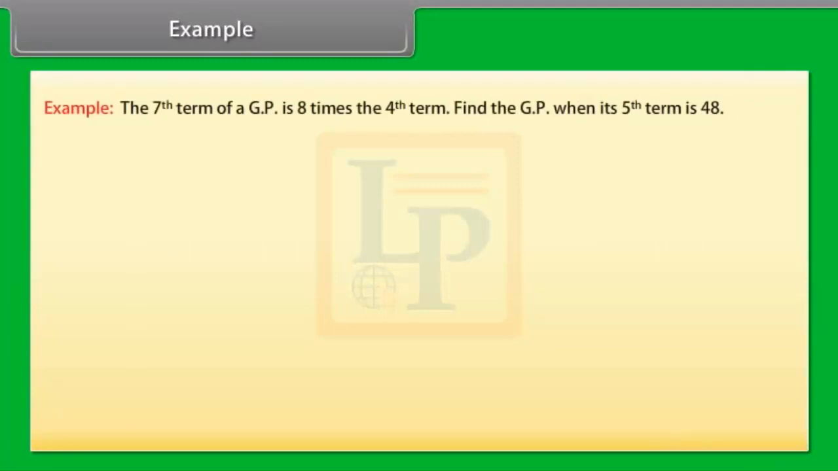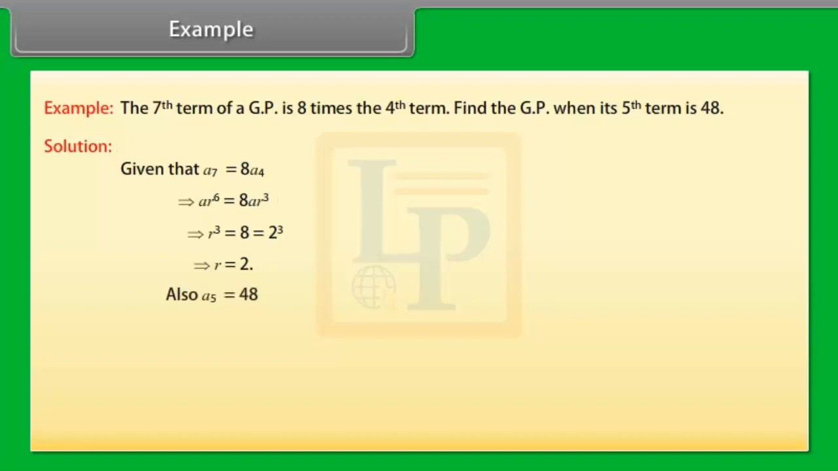Example: the seventh term of a GP is 8 times the fourth term. Find the GP when its fifth term is 48. Solution: given that a7 is equal to 8 into a4, it implies a into r raised to power 6 is equal to 8 into a into r cube. It implies r cube is equal to 8, which is 2 cube. It implies r is equal to 2.